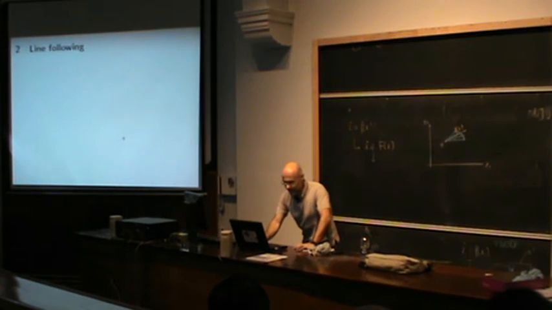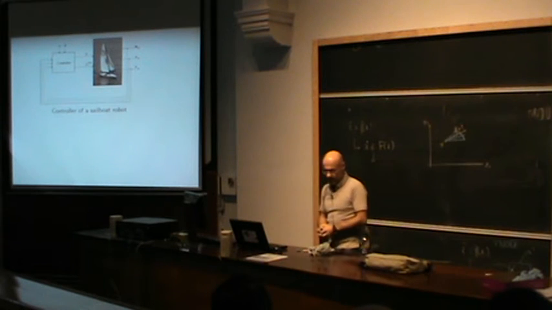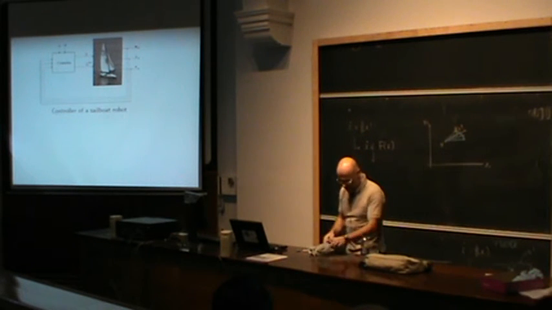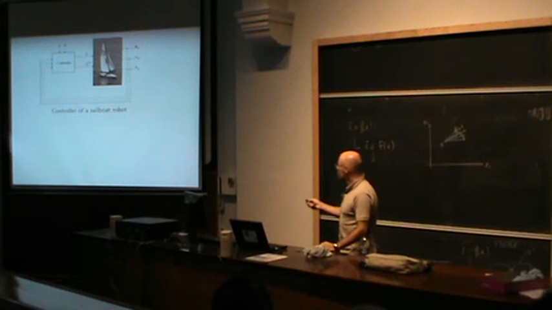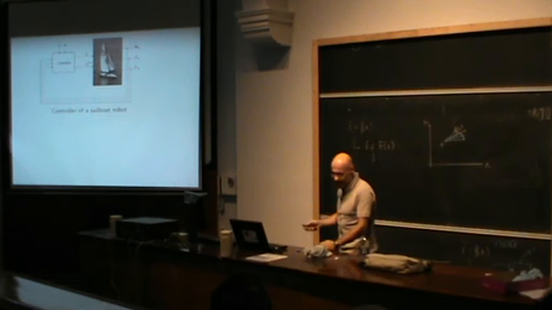Now, what is the approach? The sailboat has two inputs. The first input is the angle of the sail, but not exactly the angle, and the second is the rudder. The rudder is in the back. And here is the maximum angle of the sail.